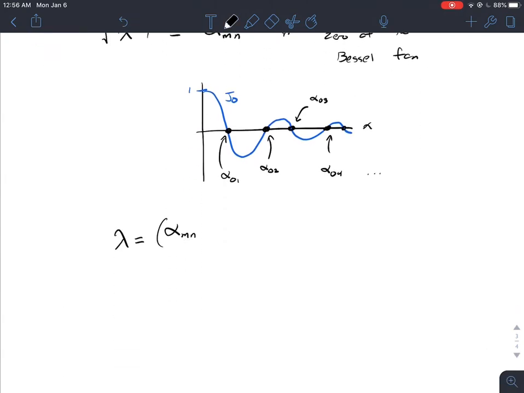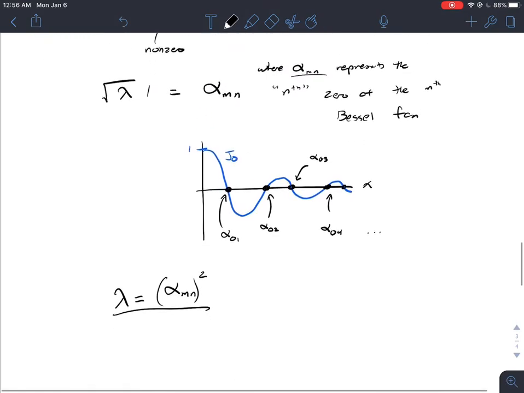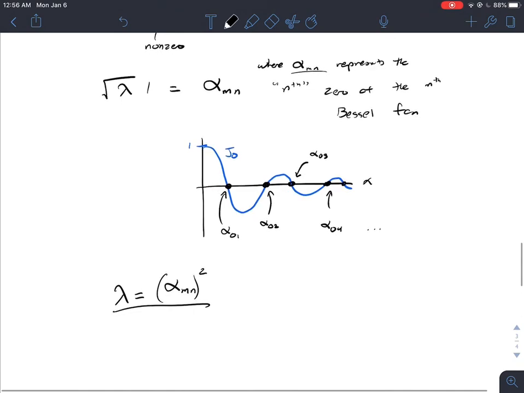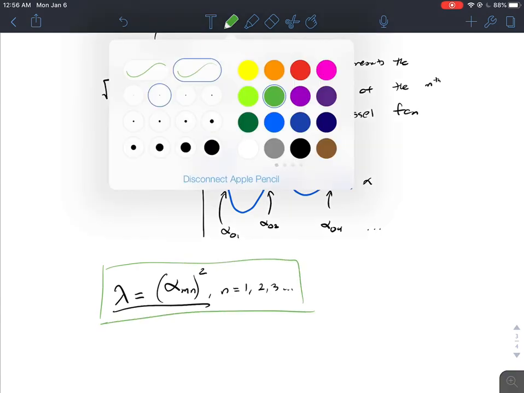So lambda is just going to be equal to alpha mn squared. Cool. So now, where do our lambdas begin? Our lambdas begin at 1. And why is this? It's because we don't necessarily define the first 0 of the Bessel function to be the 0th 0. We're going to call it the first 0 just for notation's sake.